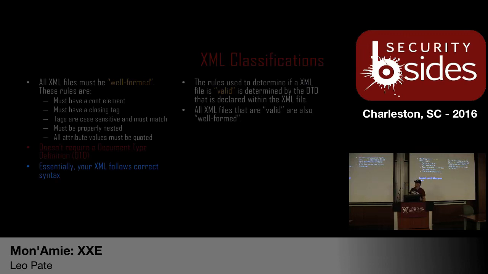Then if it's valid, the rules used to determine that are set by the DTD that is declared. You could think of it as following the same syntax, but with another set of rules laid on top of it that it must also follow. There are thousands of DTDs out there, either proprietary or open source, that people can use. But because XML is so flexible, you can actually write your own. It's a little bit more advanced, but it's pretty cool that you can write your own stuff for these things.